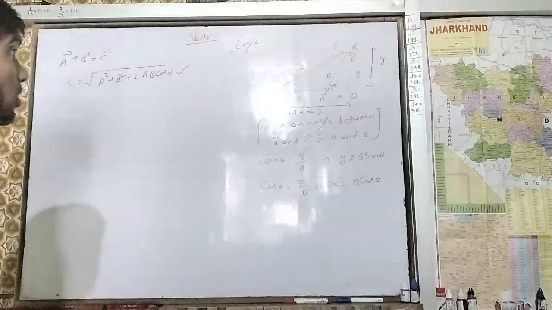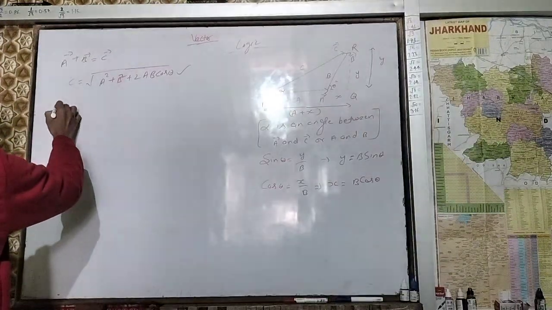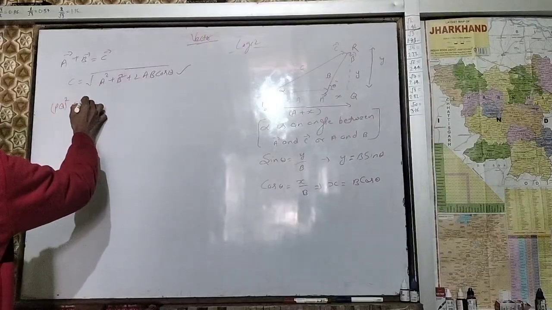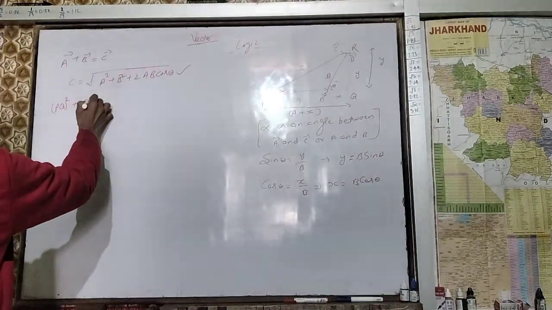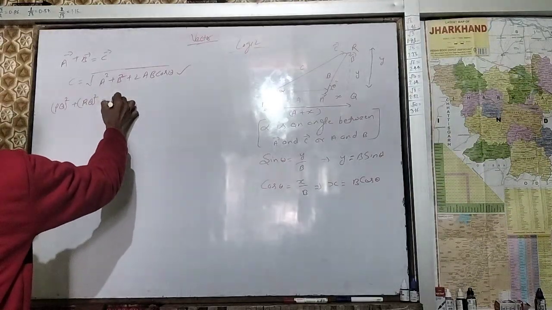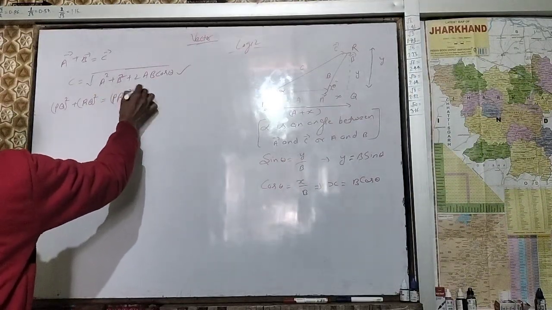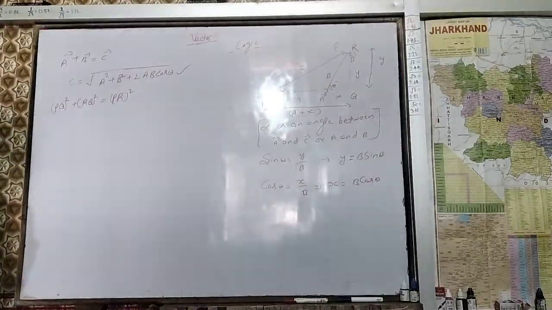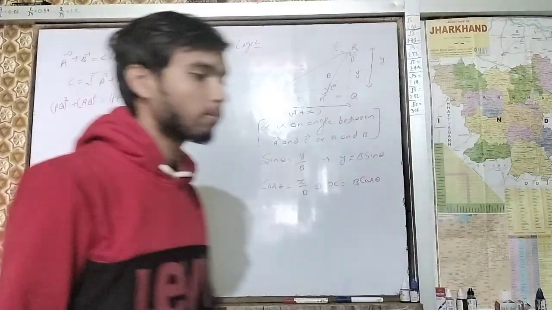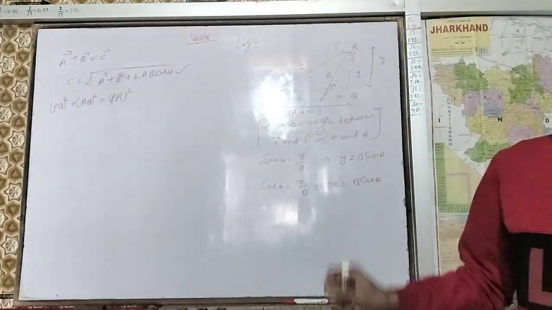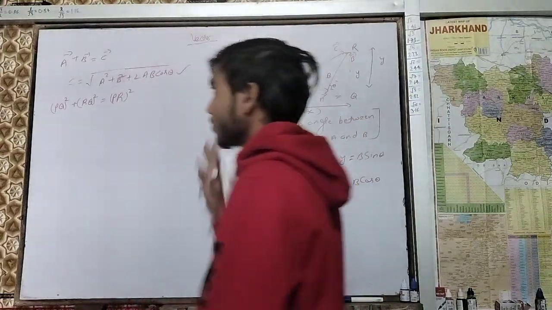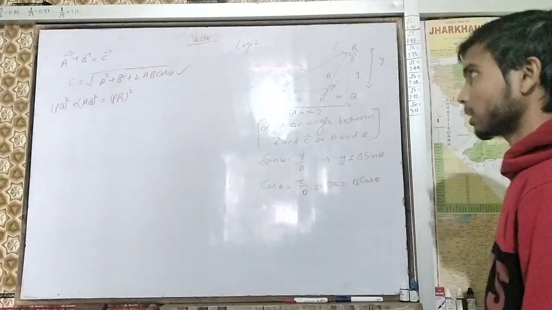By using Pythagoras theorem, we can say PQ square plus RQ square is equal to PR square. We can write like that confidently because we are getting a 90-degree triangle. That's why. Now, what is the value of PQ? What is the value of RQ? What is the value of PR?